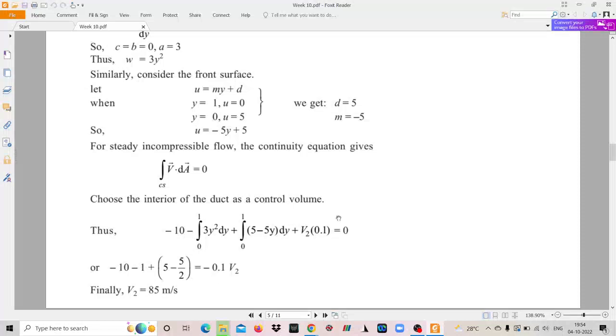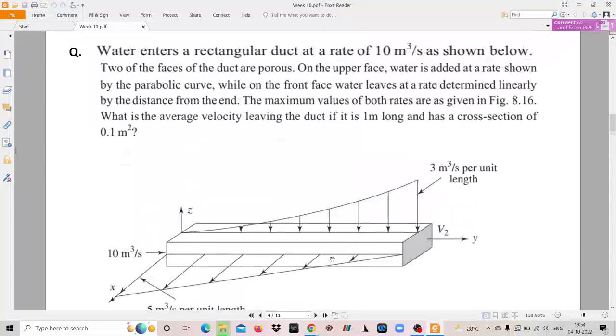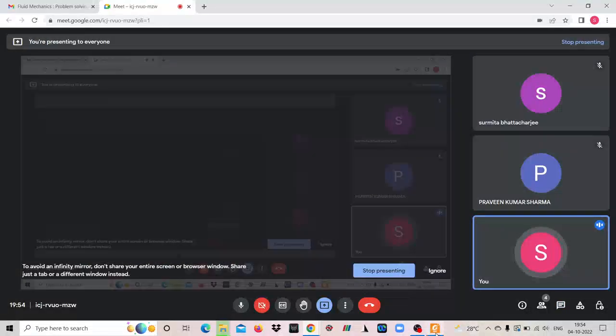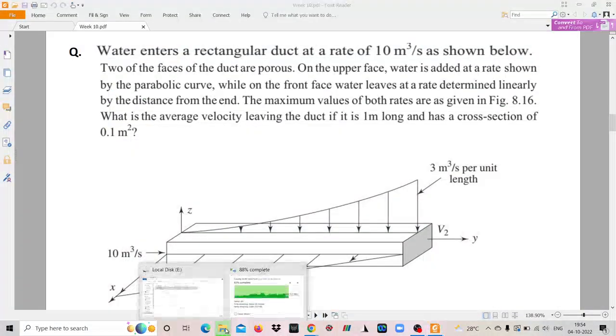This is also a very simple problem, but it's a little bit unconventional. You can refer to any standard book and you'll find plenty of problems. You need to solve some problems, that will give you a much better idea. I hope this problem is clear.